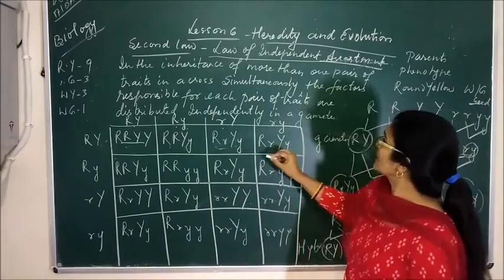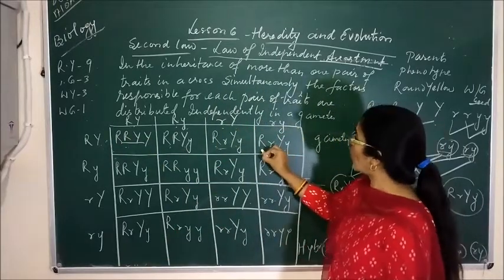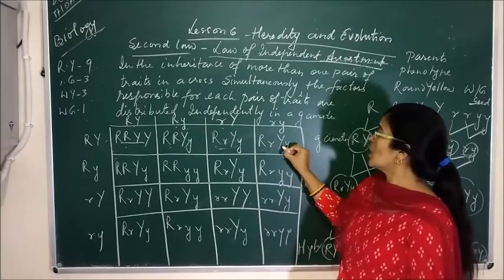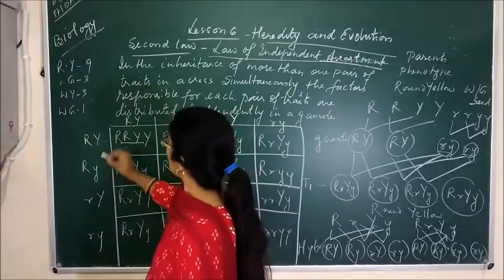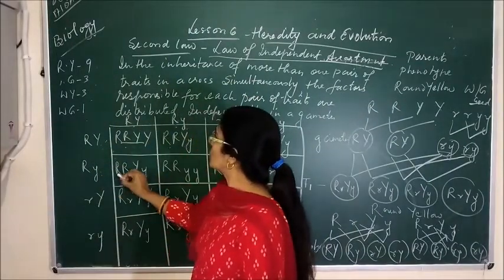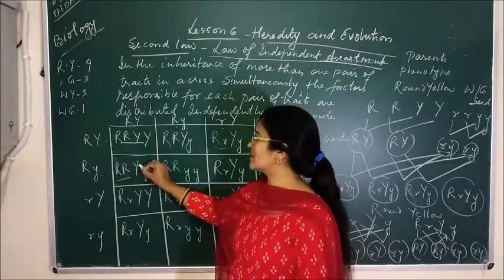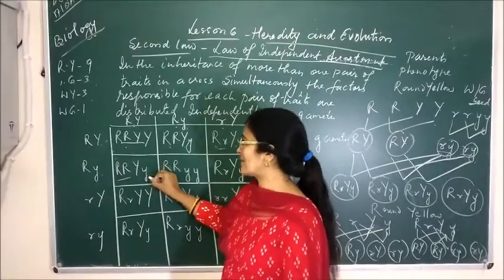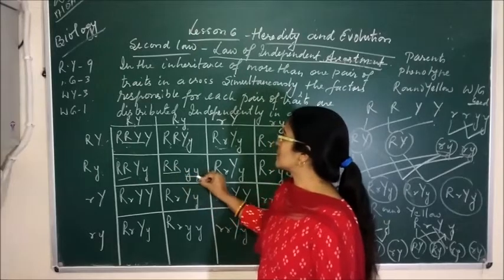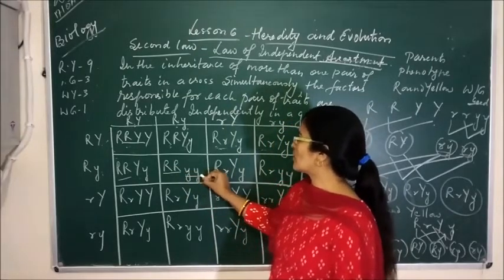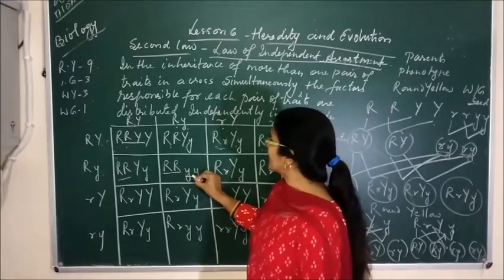And in the last, that is R and capital Y, small y, here also we can see round yellow because both the dominant characters are present. In the second case, when we cross the second part with the first one, both are capital R, meaning both are dominant: round is dominant and capital Y is there, so yellow is also dominant. So this plant will also have round yellow seeds. This one has round as the dominant, but small y is there, meaning it is not dominant, it is recessive, so here the seeds will be round and green.